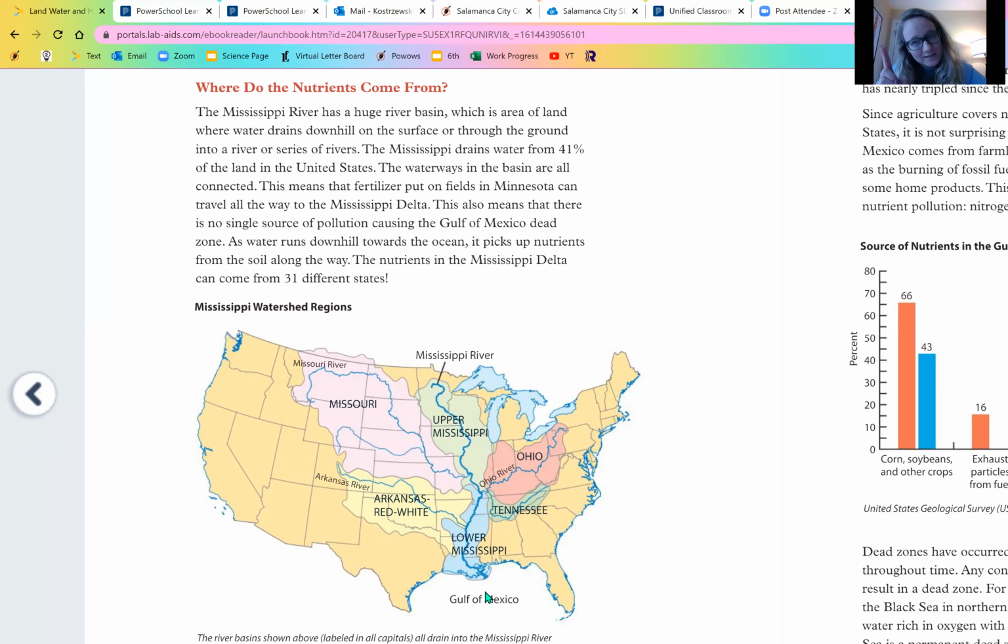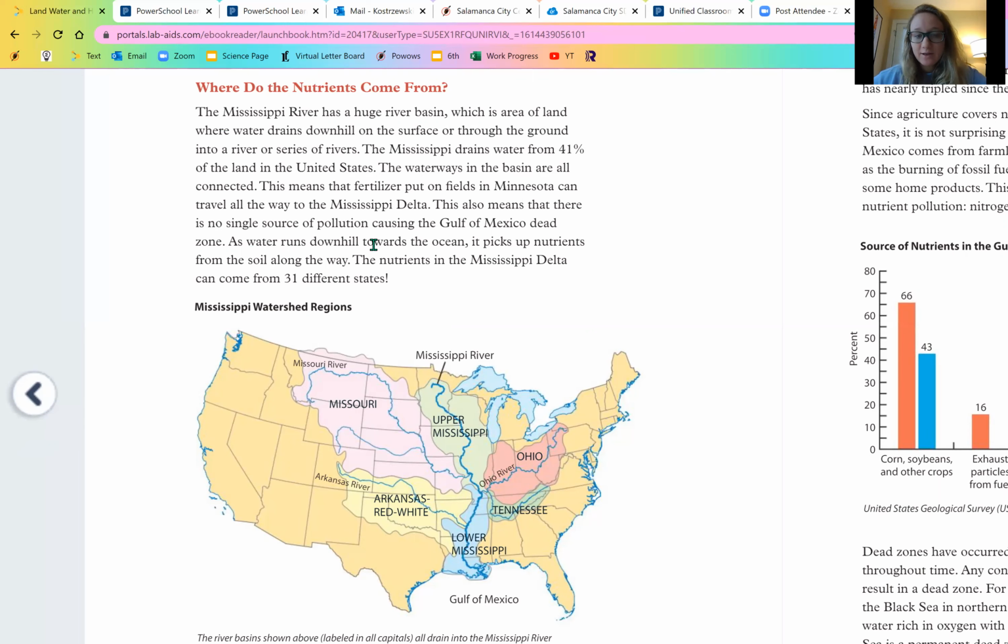Okay, there's not one single source because the water is all combining. So we can't tell from the water what state it's from. It is just this huge issue because all these lakes and streams are headed downward to the same location. So it's hard to pinpoint exactly where the issues are coming from because it's all combining, okay?